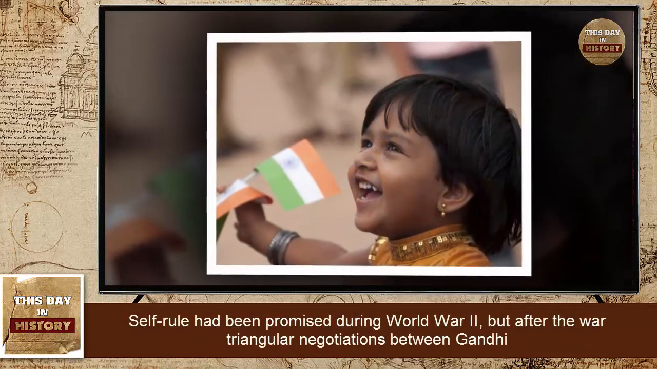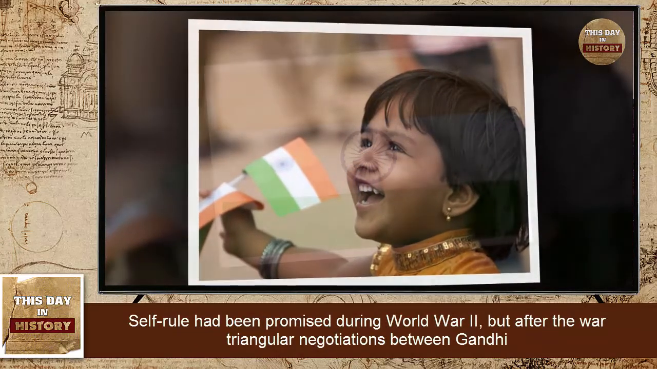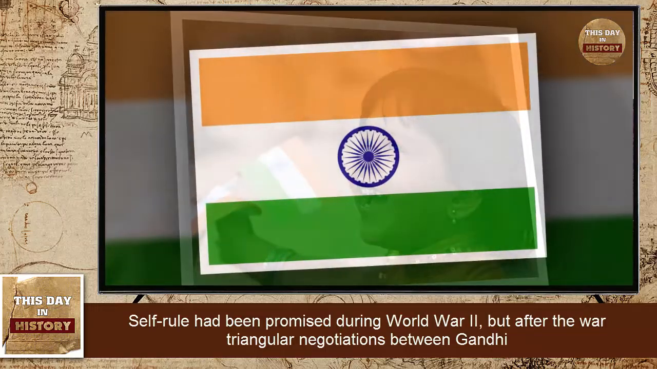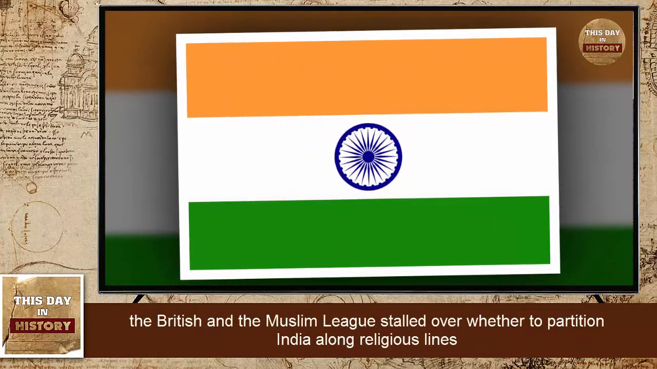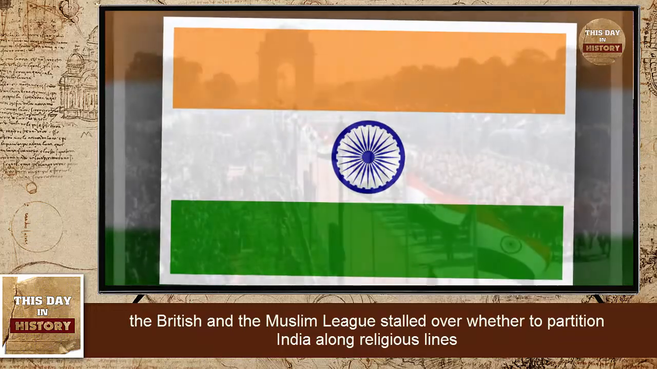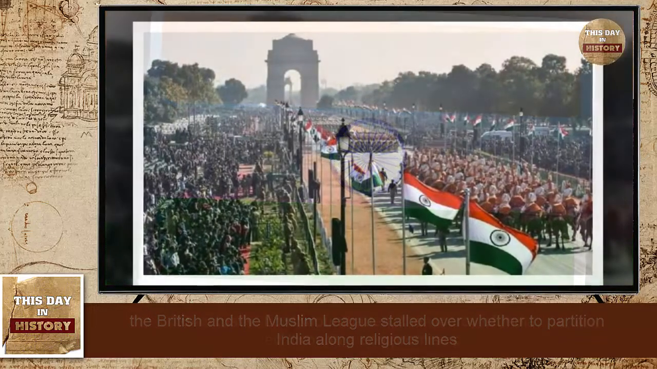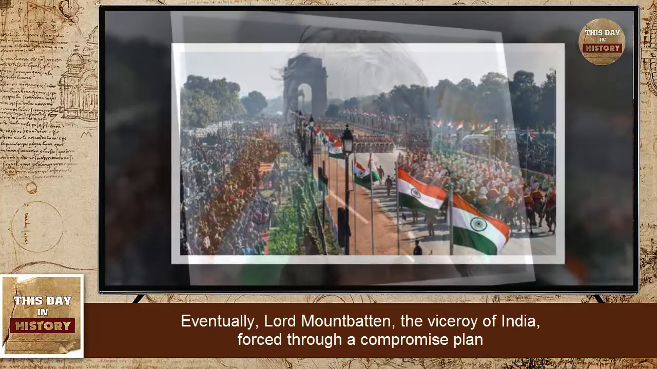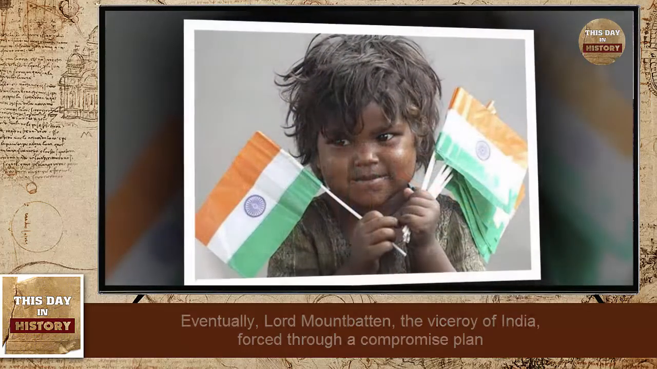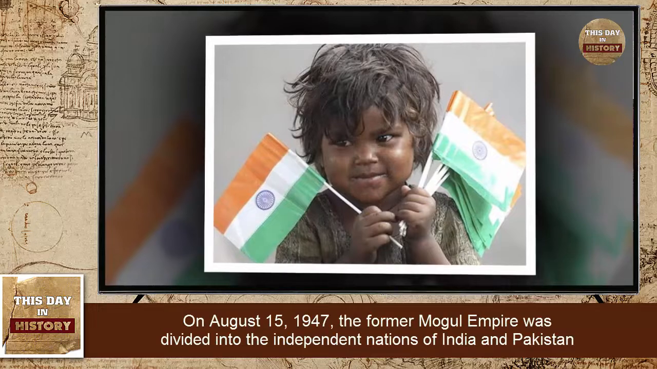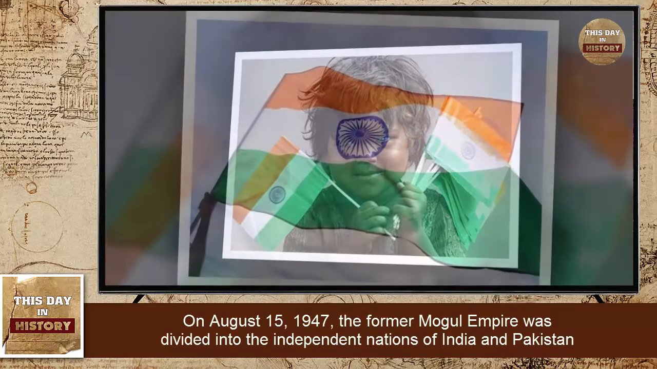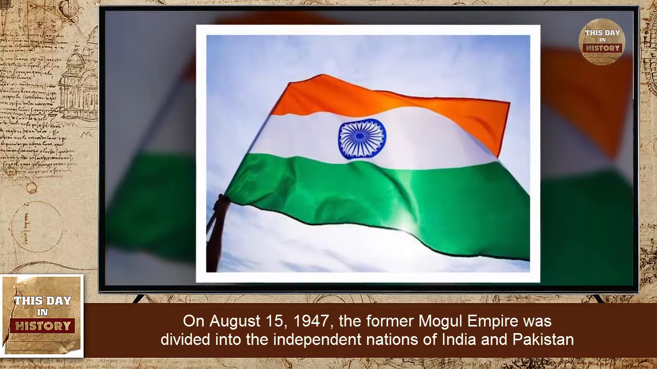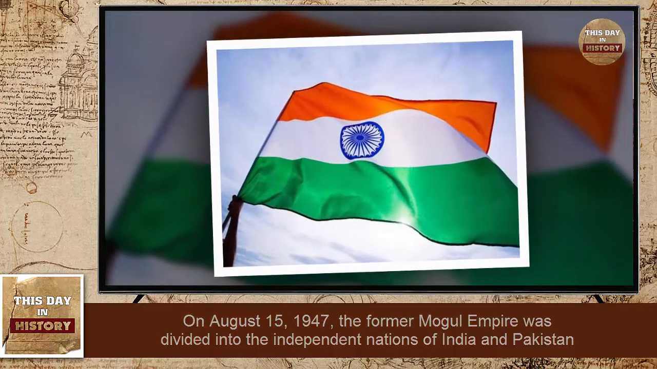Mohandas Gandhi struggled through decades of passive resistance before Britain finally accepted Indian independence. Self-rule had been promised during World War II, but after the war triangular negotiations between Gandhi, the British and the Muslim League stalled over whether to partition India along religious lines. Eventually, Lord Mountbatten, the Viceroy of India, forced through a compromise plan. On August 15, 1947, the former Mughal Empire was divided into the independent nations of India and Pakistan.